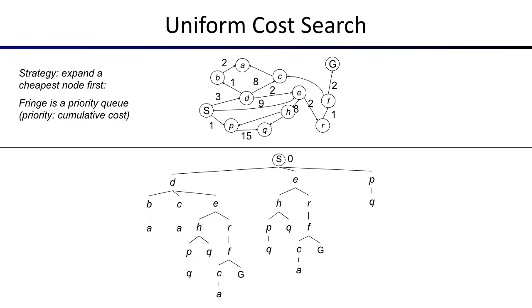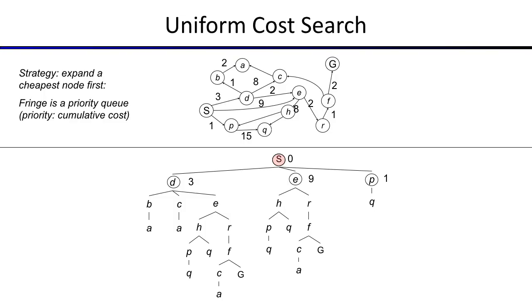Back to this slide again, but now we have costs on the edges. So it's going to be a priority queue where when we choose which node we're going to expand off of the fringe, it's not based on its depth in the tree, but the cumulative cost to get from the root to that node on the fringe. So here's what that looks like visually. When we expand S, of course, that comes off first because the cost to get from S to S is 0. And now our fringe has S to D, S to E, S to P.